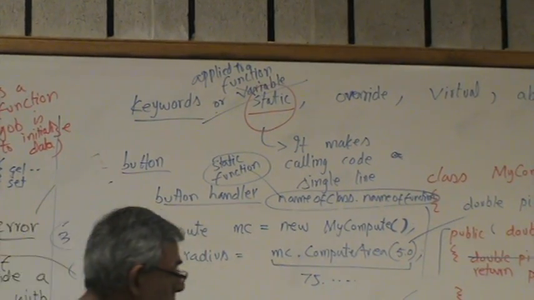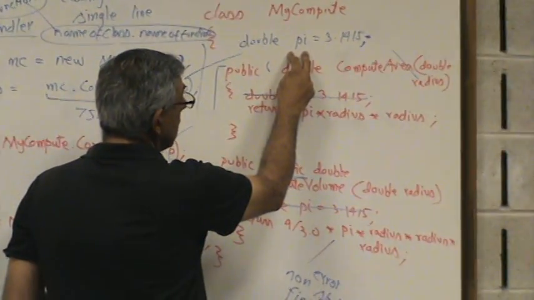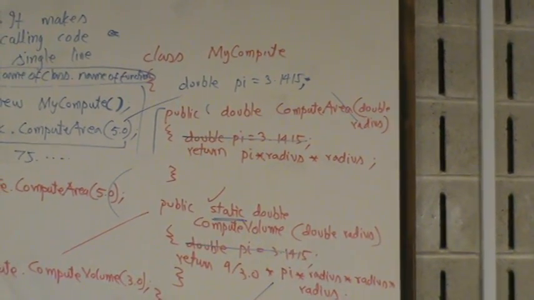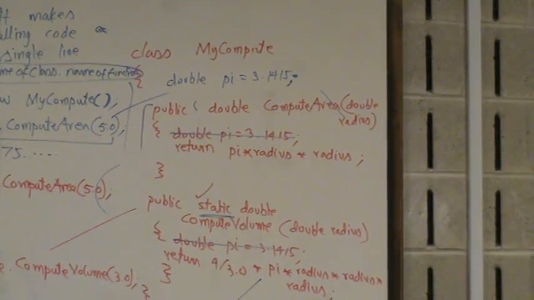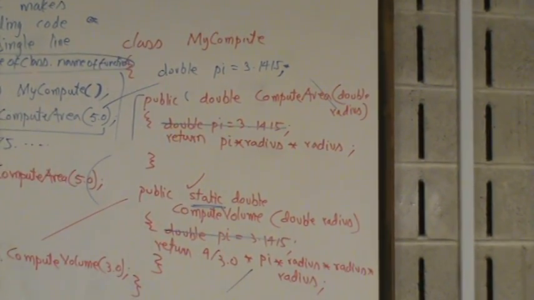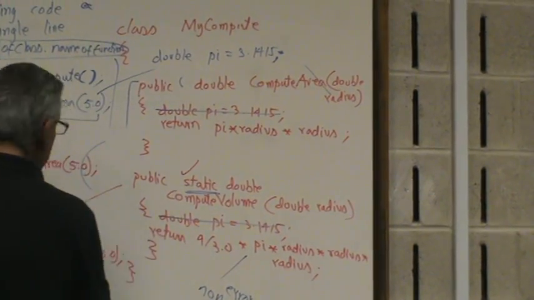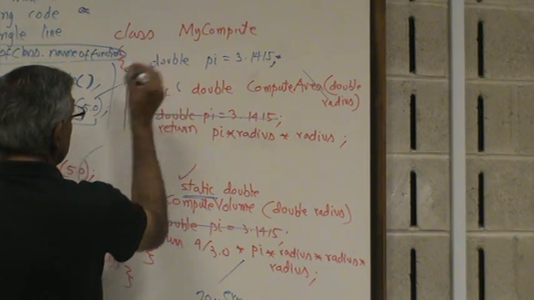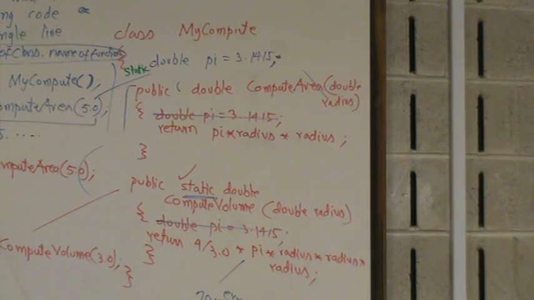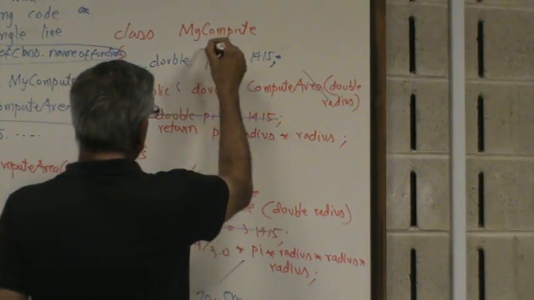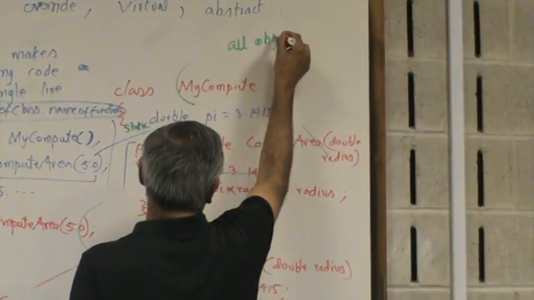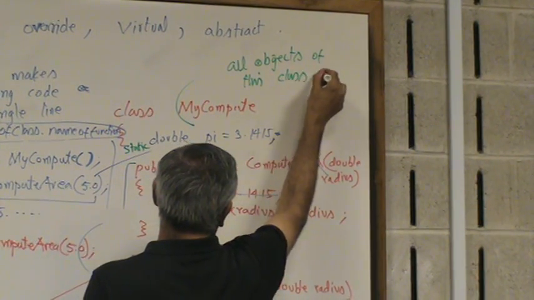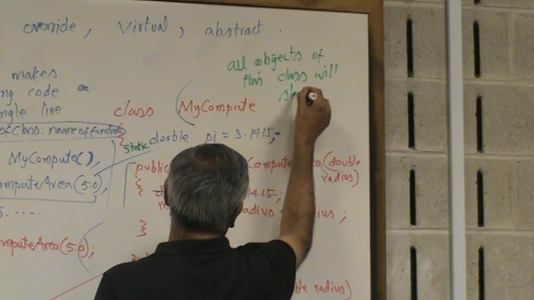So in this case, because the value of pi does not change no matter how many objects of MyCompute we create, whether we create 1 object or 100 objects, the value of pi will always be the same, right? So now we'll go over here and add the keyword static to the variable. Once we add the keyword static to a variable, think of it this way: all objects of this class will share this variable.